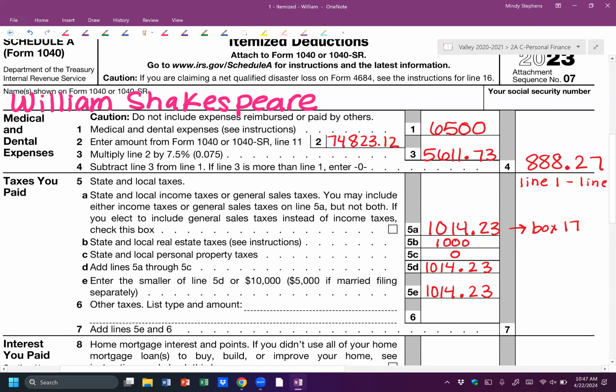Number 6 says other taxes. There's nothing that says other taxes on our paper, so we're just going to enter 0 and then add 5E and 6 together.